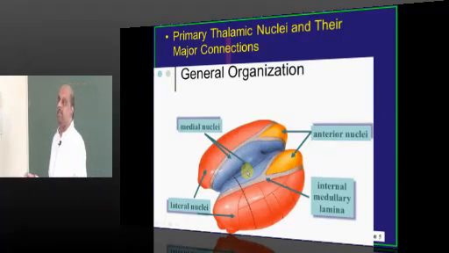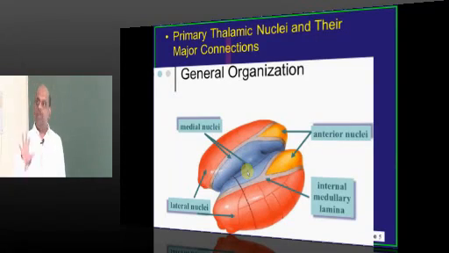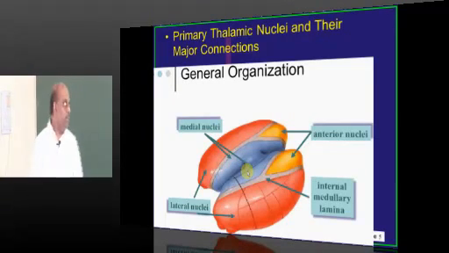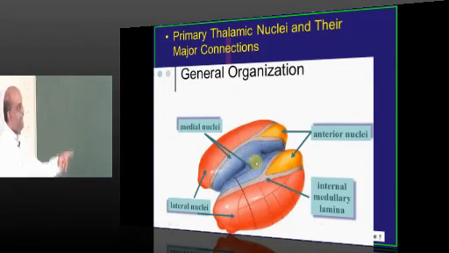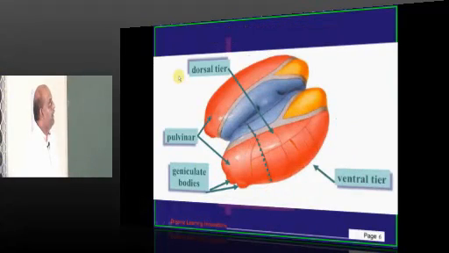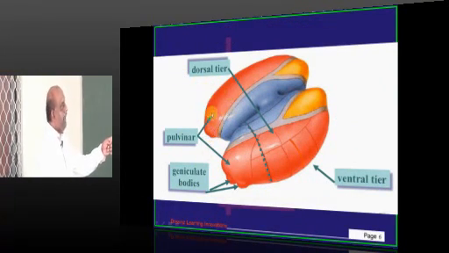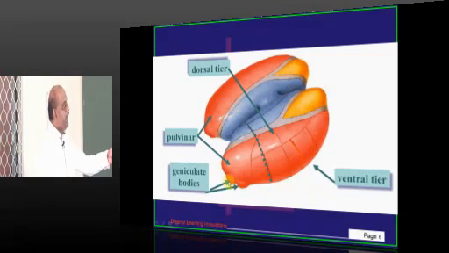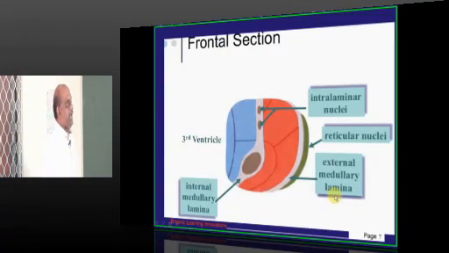So whenever we talk about thalamus, the most important part of the discussion is what are the various nuclei. So we have medial nuclei, anterior nuclei, lateral nuclei, and internal medullary lamina is the name given for this strip. Then we have a very big nucleus. In fact, the biggest of all nuclei is called pulvinar nucleus. Then we have geniculate bodies, if you see the dorsal surface of it. Then we have a ventral tier and a dorsal tier. So this is the typical structure.